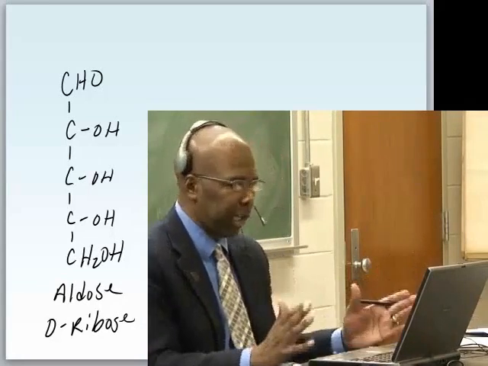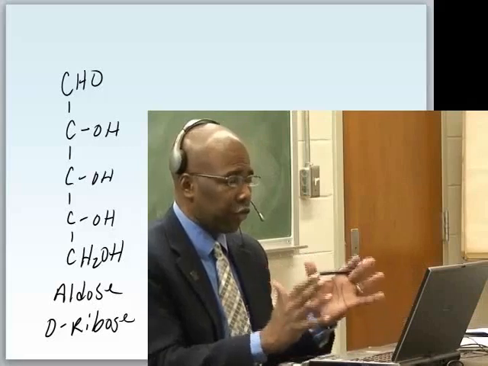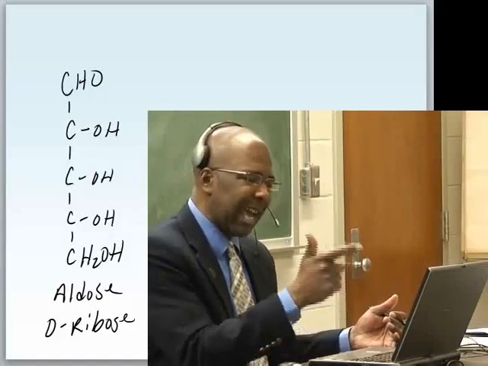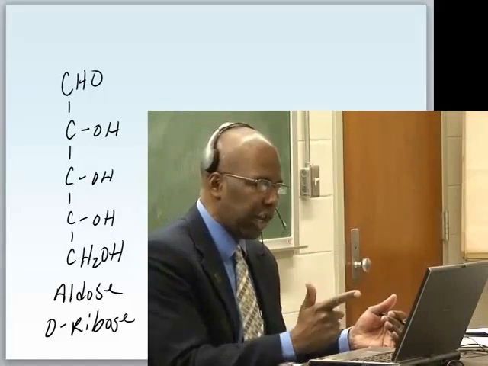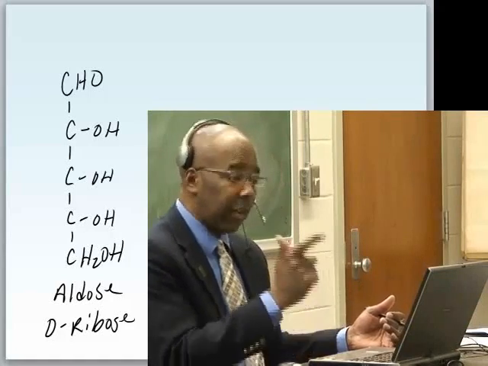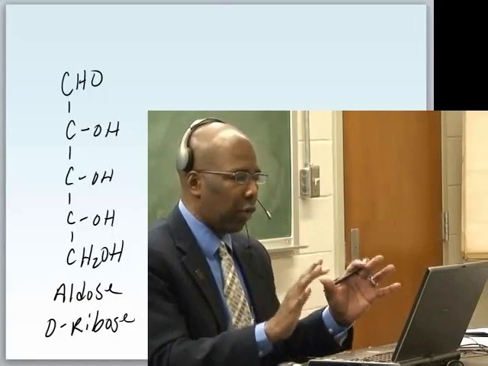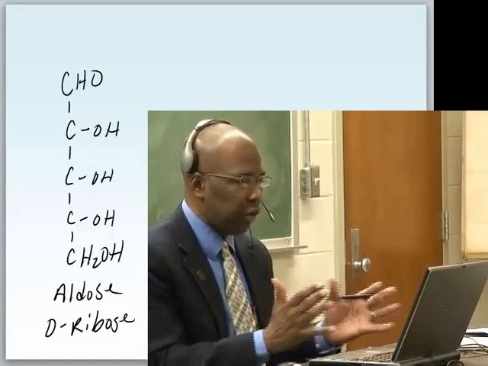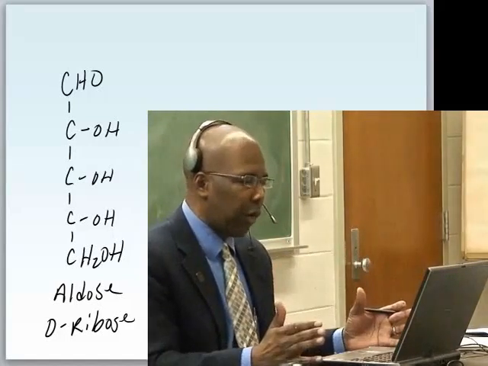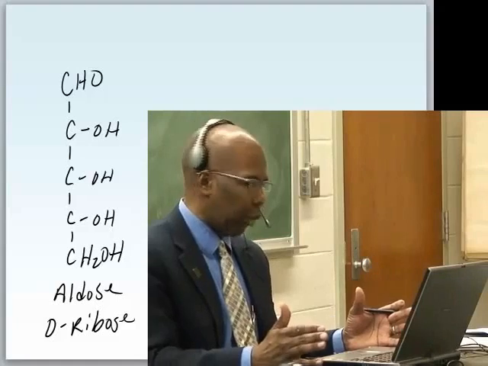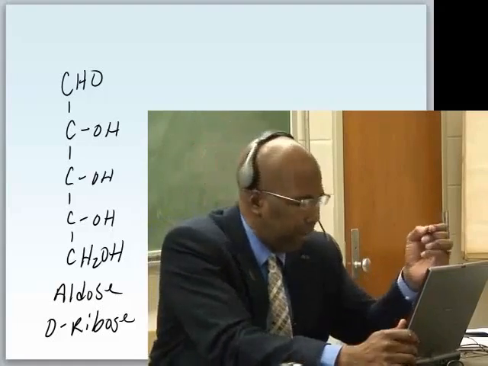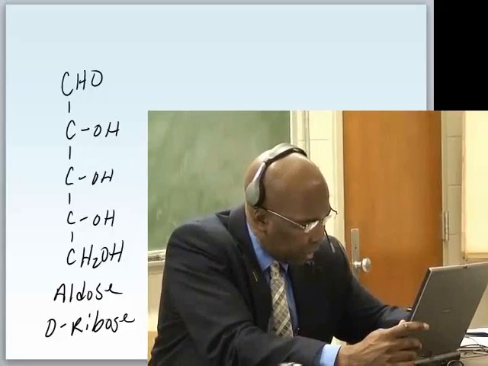Okay, and now let's partially close the ring. So let's draw the straight chain. Is this a Haworth projection or a Fischer projection? This is a Fischer projection. So what we're going to do is draw the straight chain, or the open chain, in the Haworth projection. So it's going to be like right before it closes.